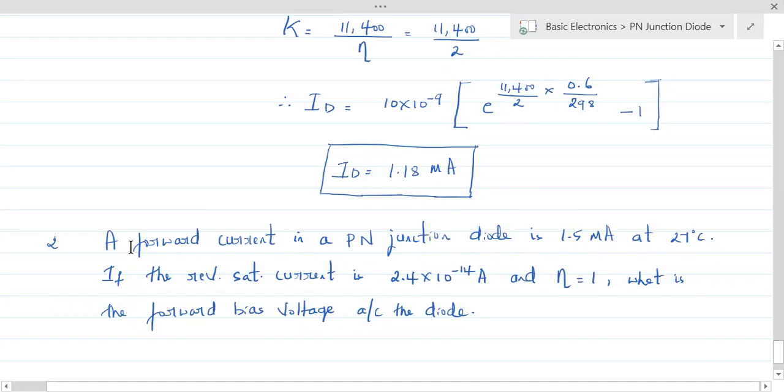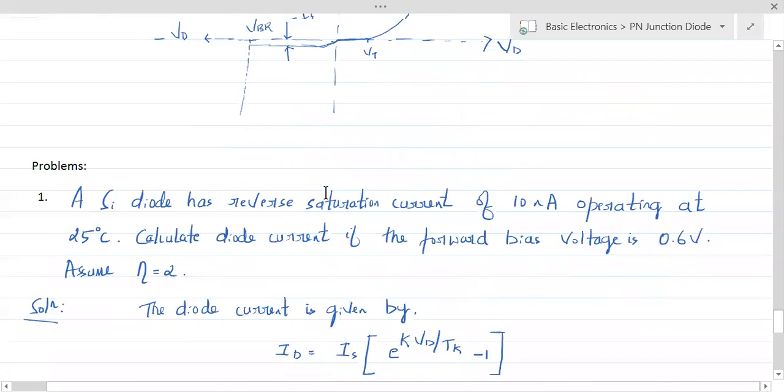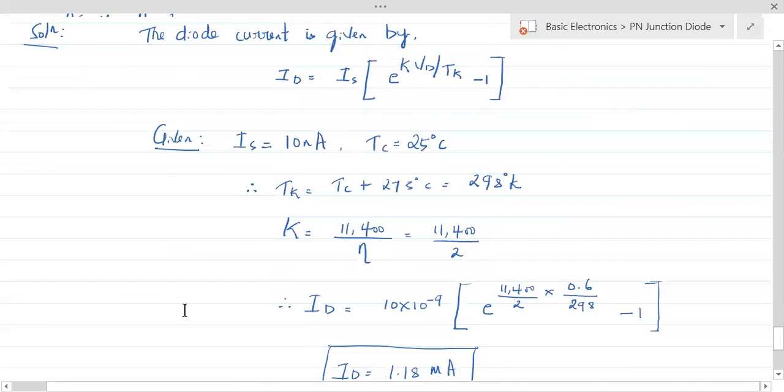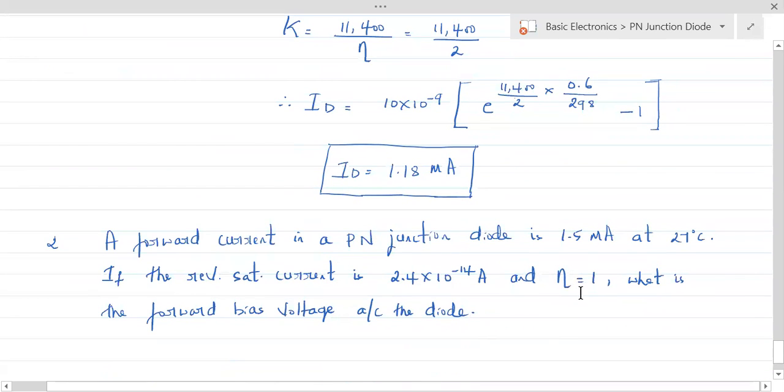And they have just given PN junction diode. They have not mentioned whether it is silicon diode or germanium diode, as was the case in problem number 1. See, that was a silicon diode, that's why eta was 2. But here we are asked to take eta as 1. That means the diode that we've considered is germanium. That is not told, but they are giving us what eta is, and that's an advantage.